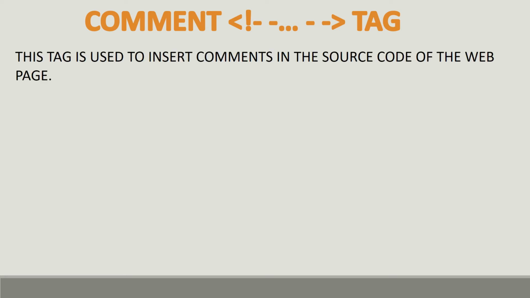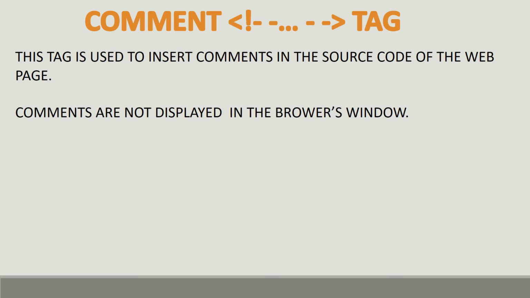Let's see what this is. This tag is used to insert a comment in the source code of the web page, and comments are not displayed in the browser window. So the syntax is given here. We start with the exclamation sign and then 2 hyphens, then the comment text, and then we close with the 2 hyphens and the closing bracket.